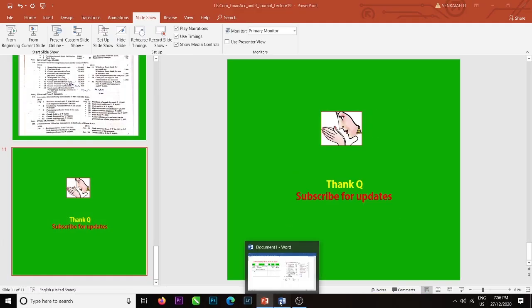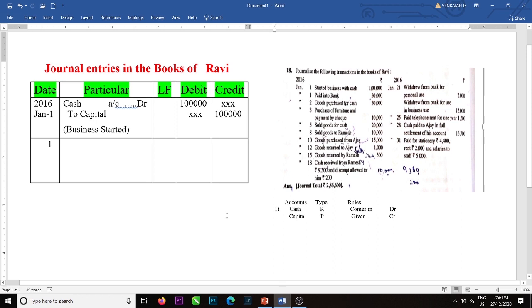Now, the 18th problem. We are starting with problem number 18. This is journal entries, and for this problem also, transaction wise, we will analyze and pass journal entries.